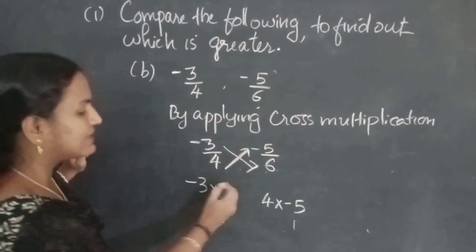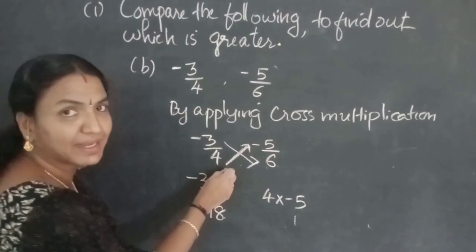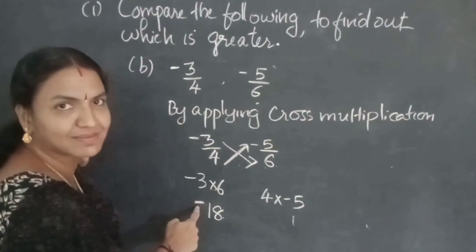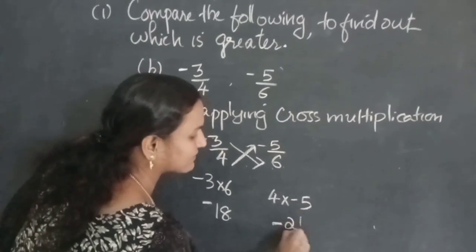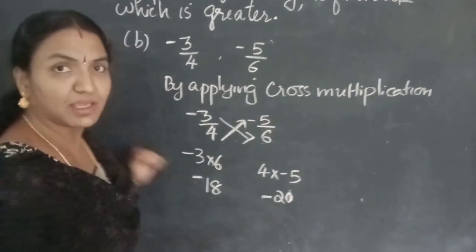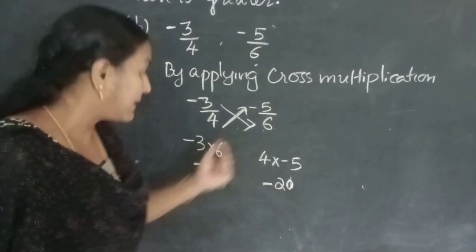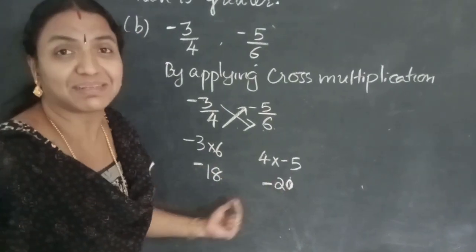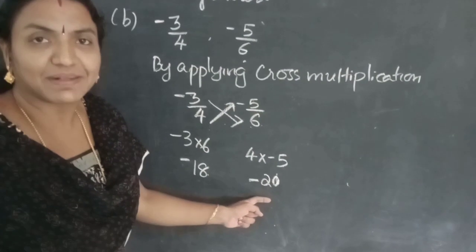6 3s are 18. So here minus, plus into minus, we already learned, minus. Then here minus 4 into 5, 20. So minus 18 and minus 20. By comparing the positive numbers 18 and 20, 20 is greater. But here the two numbers are negative, minus 18 and minus 20. Which is greater?